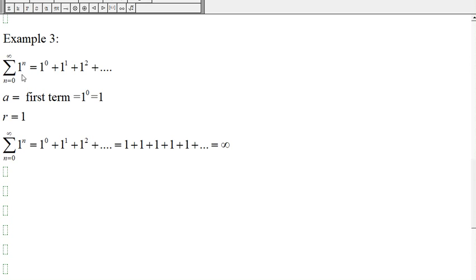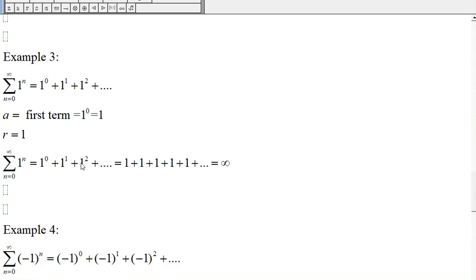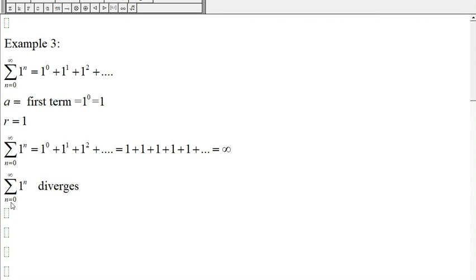Here we have the geometric series 1 to the n, which is 1 to the 0, 1 to the first, 1 to the second, and so on. So the first term is 1 to the 0, which is 1. The common ratio is 1. If we look at the infinite series, it just means it's 1 plus 1 plus 1 plus 1 forever, which is infinity. And therefore the series here diverges.